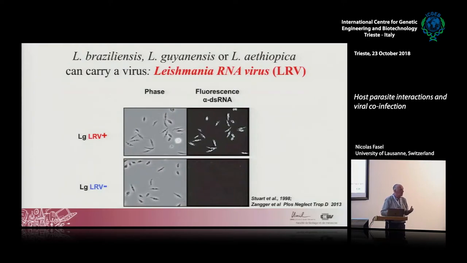They carry inside the parasite a virus which is called Leishmania RNA virus. And we have isogenic lines here, which are LRV plus, for Leishmania RNA virus plus, or Leishmania RNA virus negative. And we can detect the presence of this virus in these different Leishmania species. We have antibodies against this double-stranded RNA. You can buy it, and you can see in the strain that you have a virus, that you have a double-stranded RNA molecule in this parasite.